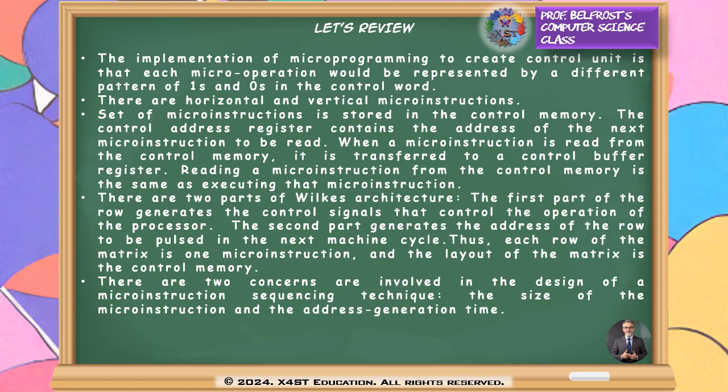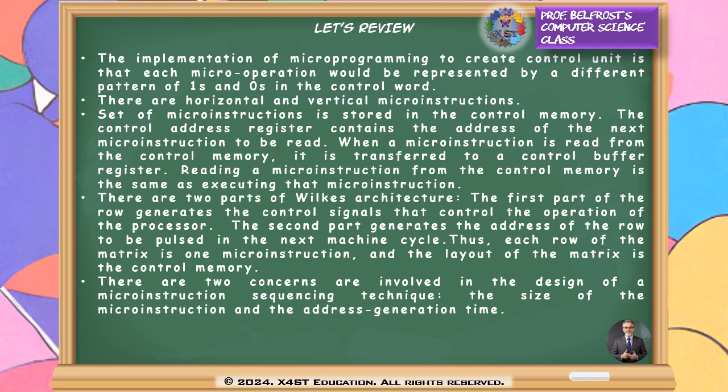In Wilkes architecture, there are two main parts. The first part, the row, generates the control signals that control the operation of the processor, and the second part generates the address of the row to be pulsed in the next machine cycle. Thus, each row of the matrix is one micro instruction, and the layout of the matrix is the control memory. Maybe this is just a recap, but it's better if you understand the figures I have given you in the last lesson. So please replay the last video to understand what this summary gives you.